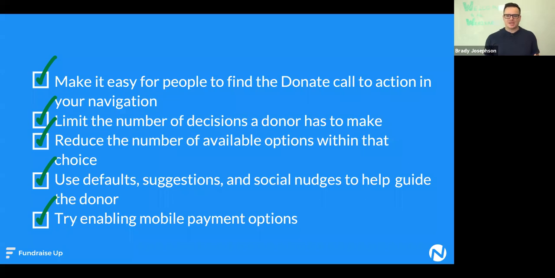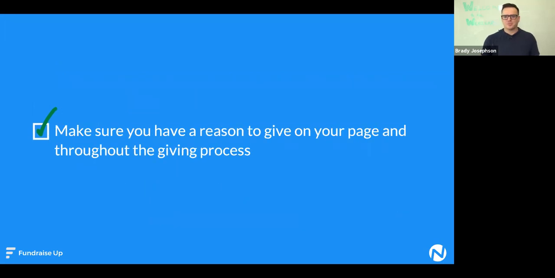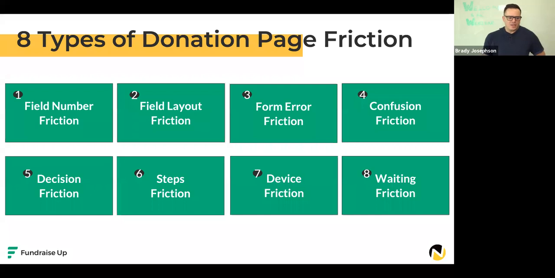Decision friction is really, really important. Can you make it easy for people to find? Can you limit the number of decisions people need to make? And within the decision, limit the number of options. Can you reduce the number of available options? And can you use defaults and pre-selections and suggestions and social nudges to help guide the donor? And can you enable these mobile payments? And oh, by the way, you have to make sure there's a reason to give on your page and throughout the process. All right, so that's decision friction. Now we're on to steps friction.